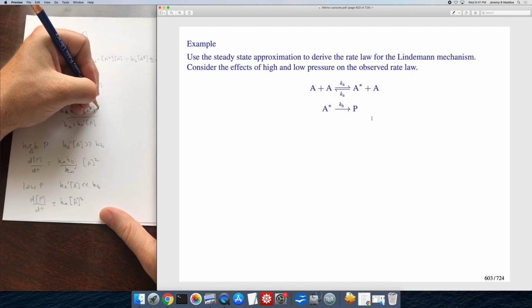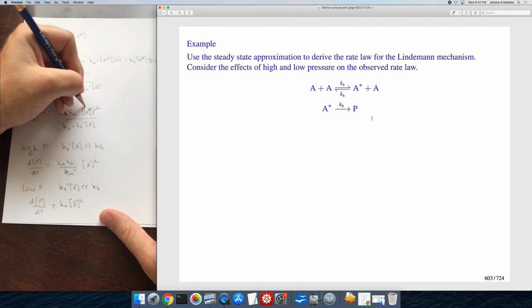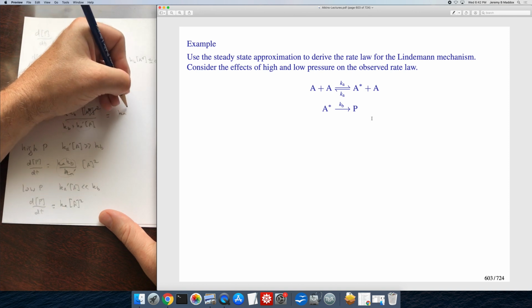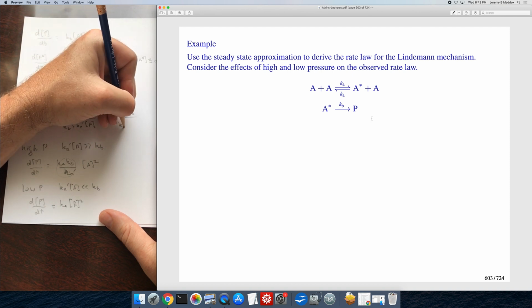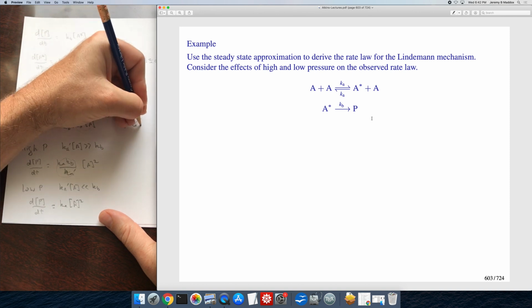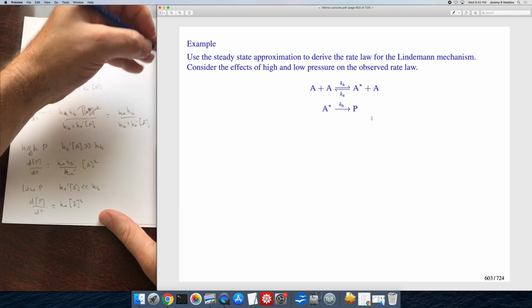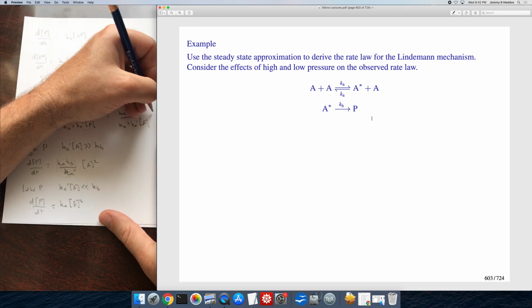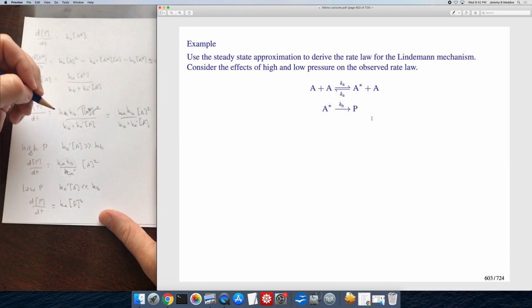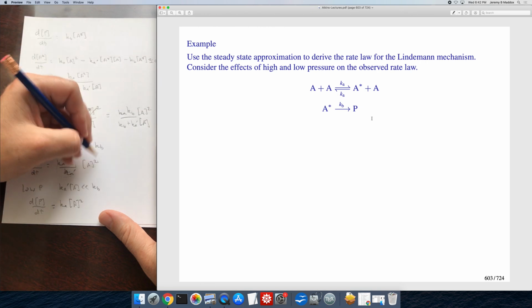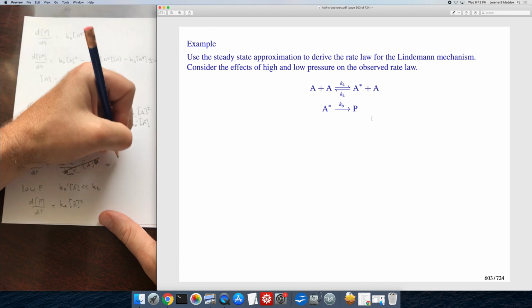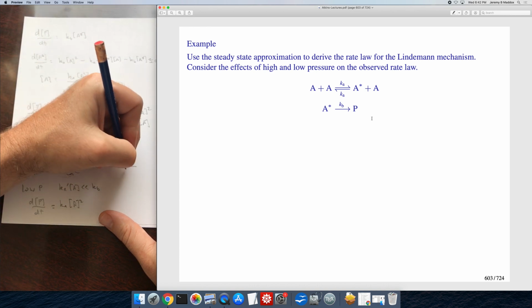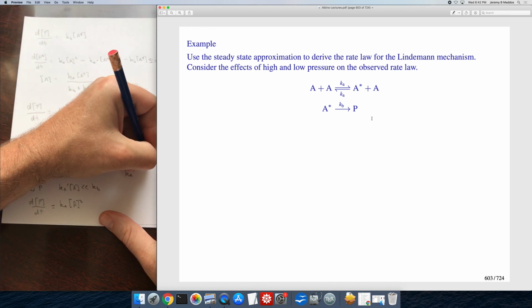The square should be on the outside. And of course I've messed that up. It should be Ka, Kb, Ka prime, A. This should be A squared, like so. And then what I've done is I have failed to cancel that. And so this should be Ka Kb over Ka prime times A.